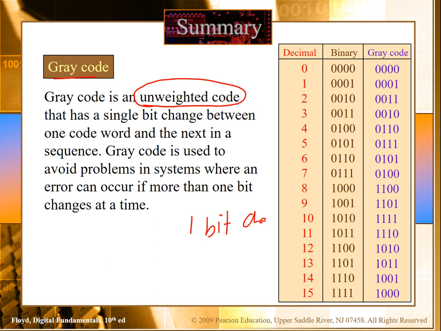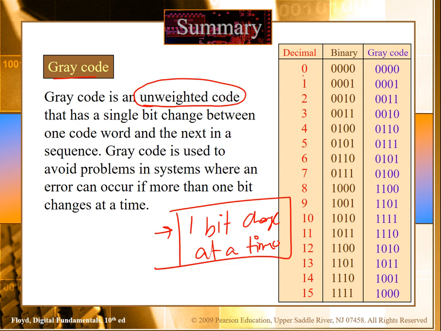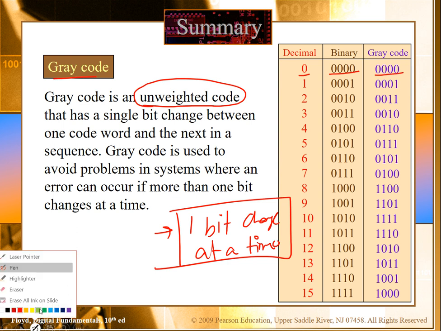Only 1 bit changes at a time with respect to the previous code. For example, 0 in a 4-bit binary system is 0000. In gray code we will write 0001. The next value of the gray code will be just a 1 bit change, so this 0 will be changed to 1 only.